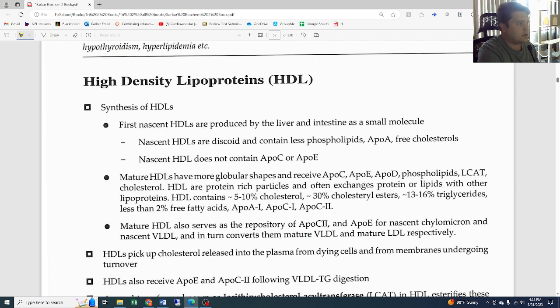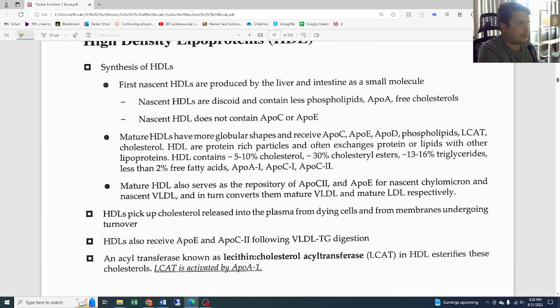First, nascent HDLs are produced by the liver and intestine as a small molecule. Nascent HDLs are discoid and contain less phospholipids, ApoA, and free cholesterols. Nascent HDL does not contain the ApoC or ApoE. Mature HDLs have more globular shapes and receive ApoC, ApoE, ApoD, phospholipids, LCAT, and cholesterol. The HDLs are protein-rich particles and often exchange protein or lipids with other lipoproteins. The HDLs contain 5 to 10% cholesterol, around 30% cholesterol esters, 13 to 16% triglycerides, and less than 2% free fatty acids, ApoA1, ApoC1, and ApoC2.